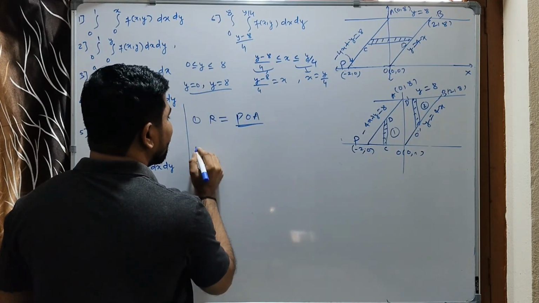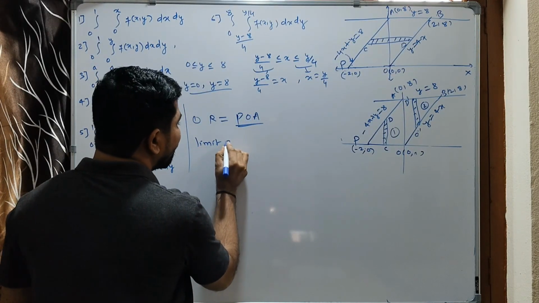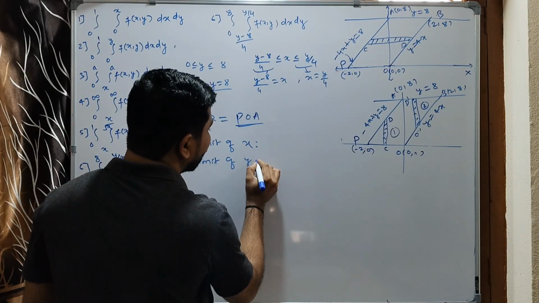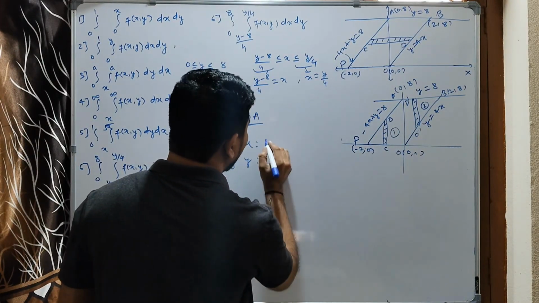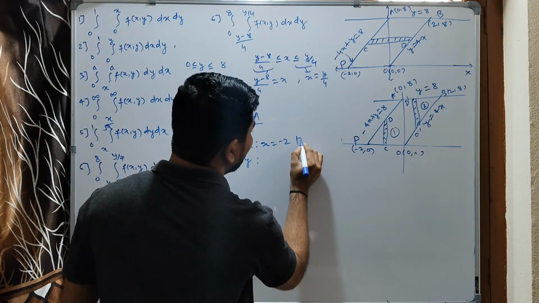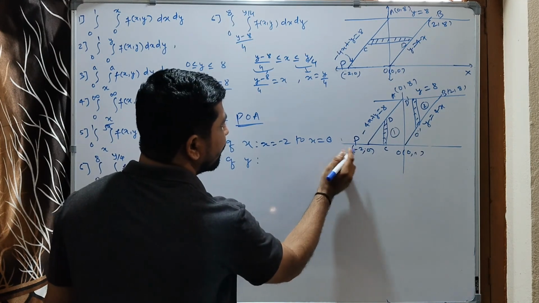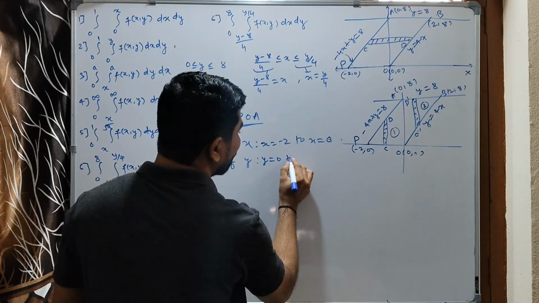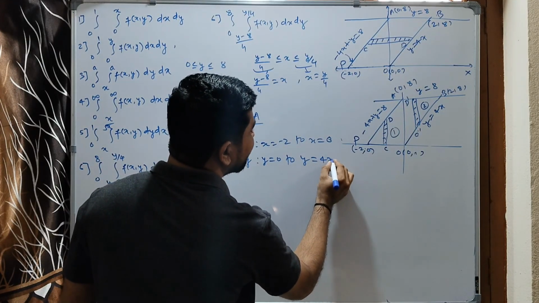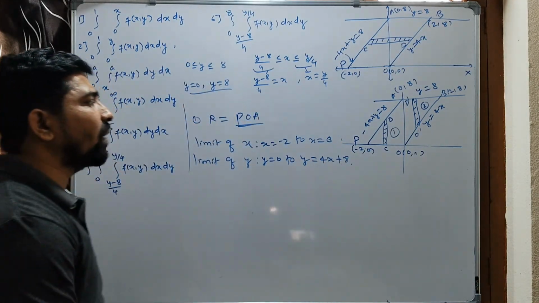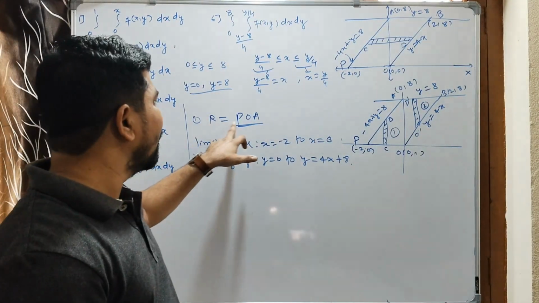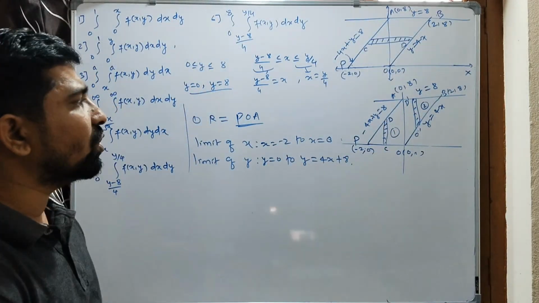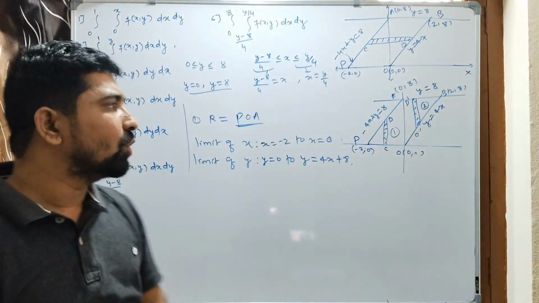Therefore I will write the limits of x and limits of y in the first region and in the second region. In the first region, the limits of x are x equal to minus 2 to x equal to 0, and the limits of y start from y equal to 0 to y equal to 4x plus 8. These are the limits of x and y corresponding to region 1, which is equal to POA.